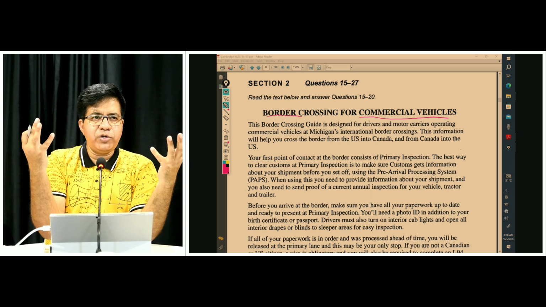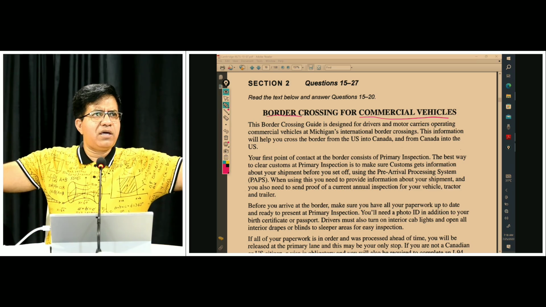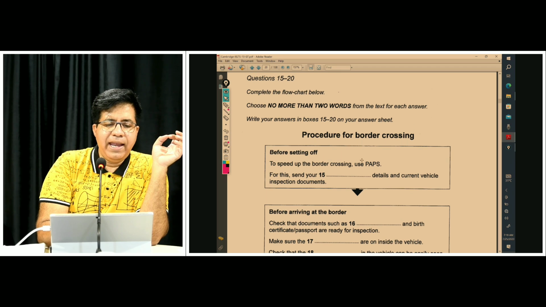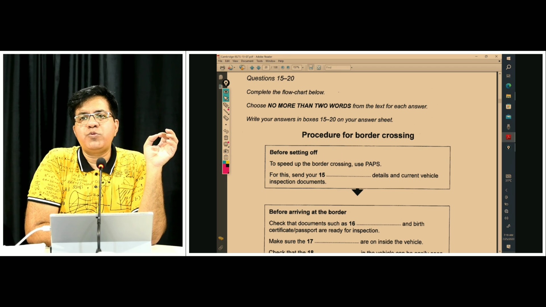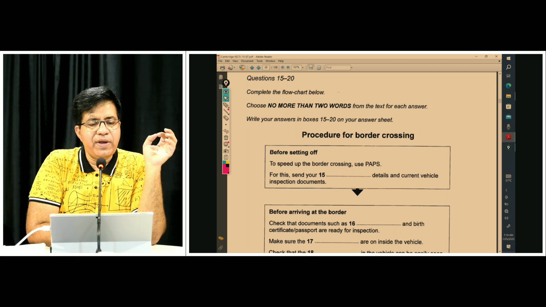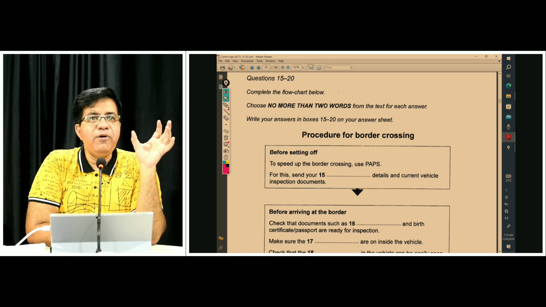Now, switch on your imagination that there are big 22-wheelers and they are crossing the border, and it can be like the American-Canadian border or any other border. So what can be the things about that, the formalities and all that? After reading this, we will go to questions. And the questions are 15 to 20. Questions 15 to 20. Complete the flow chart below.